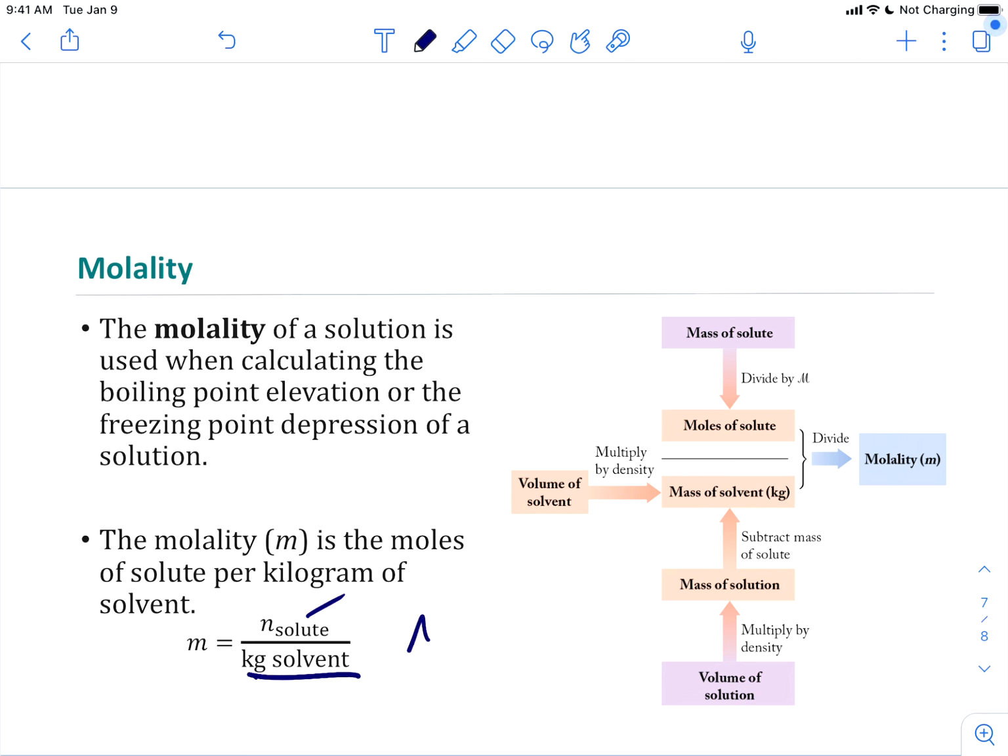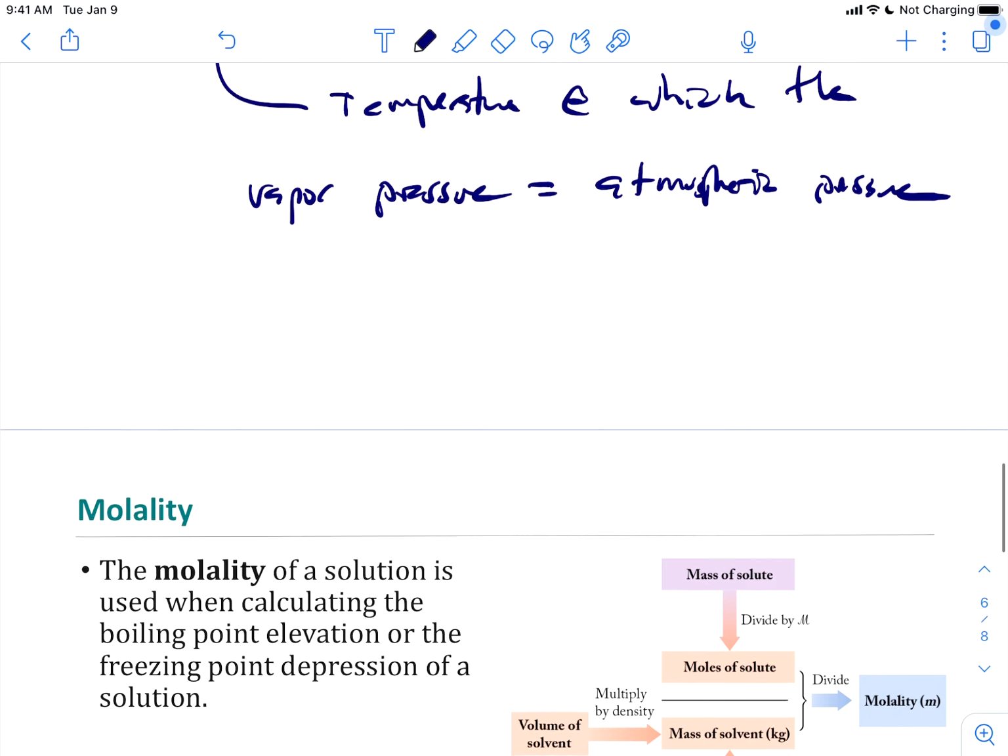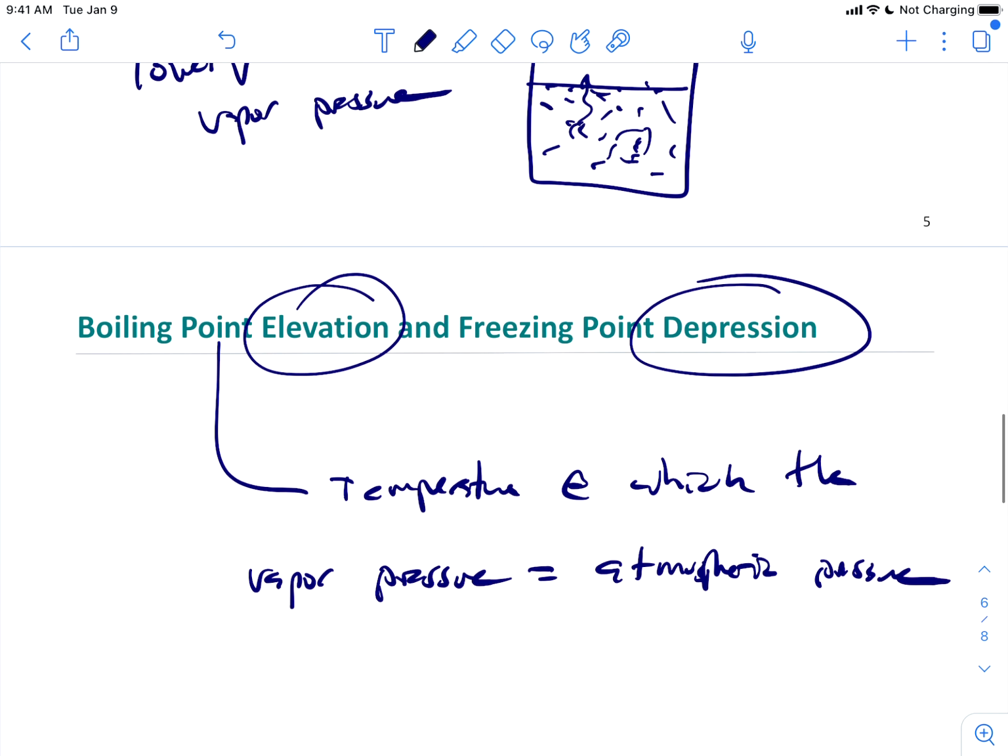Remember, molarity with a capital M was liters of solution. So it was the total solution amount. With molality, it's only the amount of solvent, and it's the mass of the solvent, not the volume. Okay, so we'll do some molality calculations, and then we'll use it to calculate things like vapor pressure, freezing point depression and boiling point elevation.